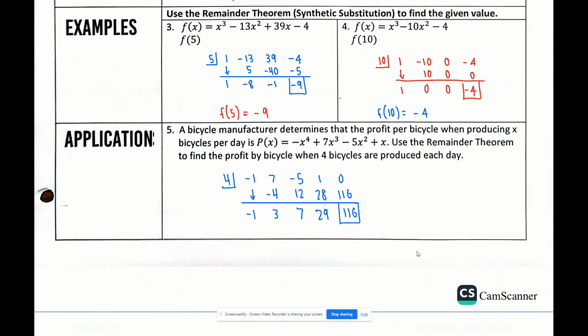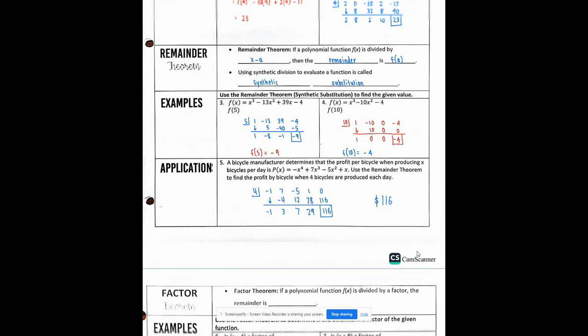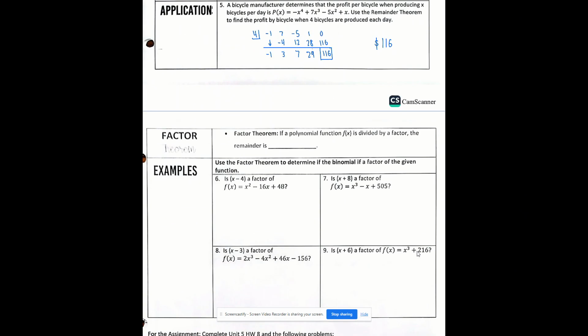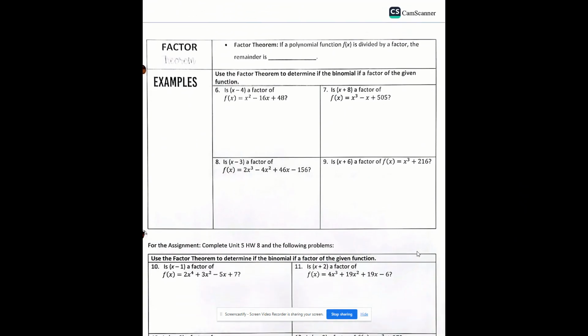What does that mean? That means that the profit per bicycle, if you could start making 4 per day, would be $116. And there you go. That's how it works, guys. Real simple application. So that leads us back to something that we did talk about yesterday.